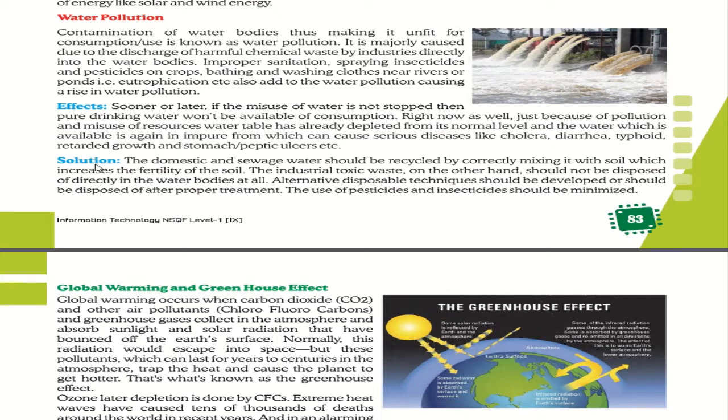Okay, what are the solutions if water pollution has been affected? Domestic and sewage water should be recycled by correctly mixing it with soil, which increases the fertility of soil. The industrial toxic waste, on the other hand, should not be disposed of directly in the water bodies at all.